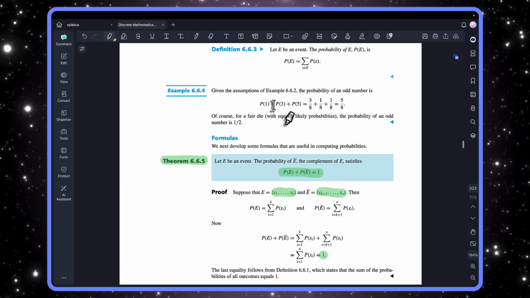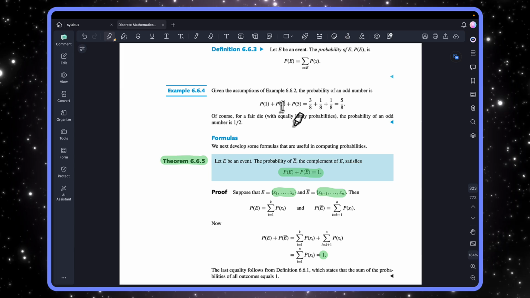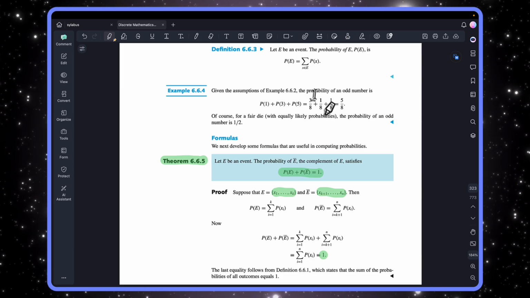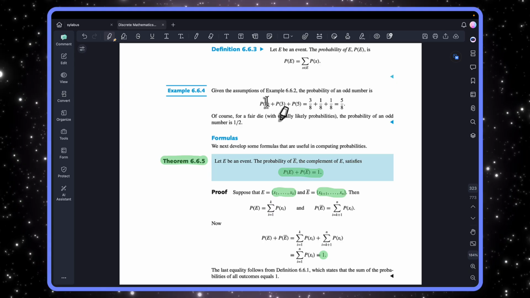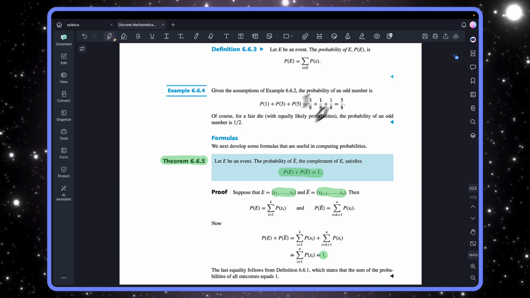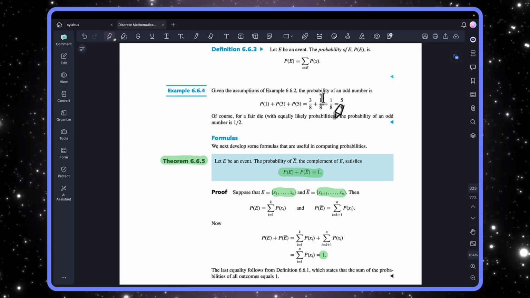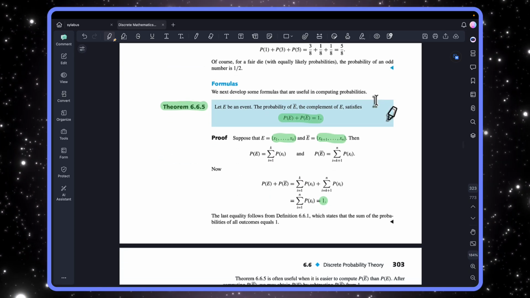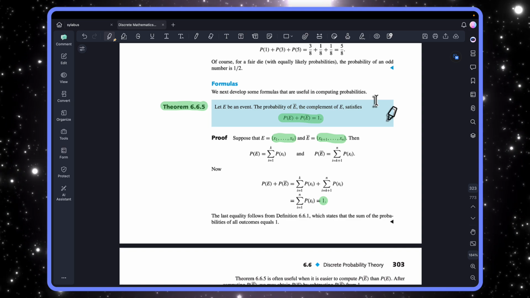Well, with a fair die, the probability of getting any number would be the same. It would be 1/6. So if this were a fair die that we were talking about, then the probability of getting an odd number would be 1/6 plus 1/6 plus 1/6, 3/6, or 1/2, since half the numbers are odd and half are even in that collection.